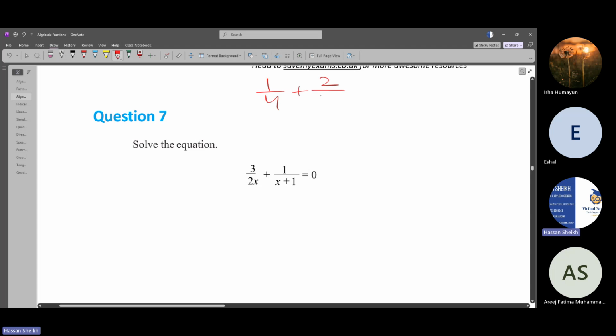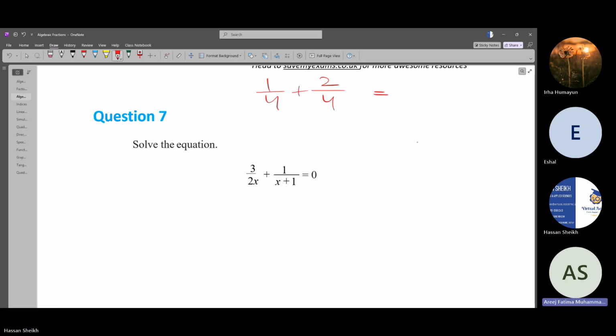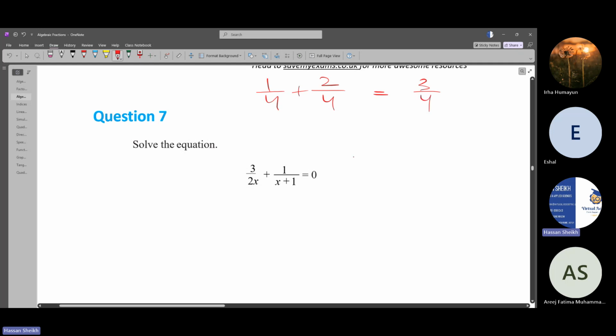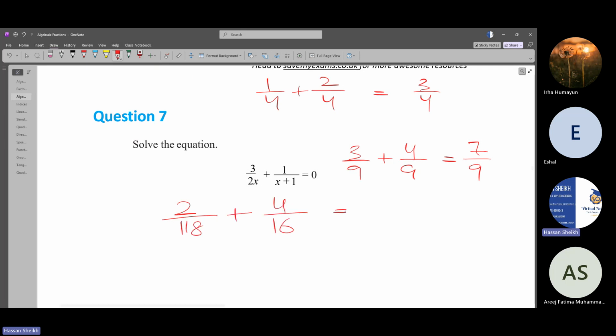1/4 plus 2/4. What is the answer? 3/4. Okay, very well done. 3/9 plus 4/9. What's the answer? 7/9. 2 over 18 plus 4 over 16. What's the answer? Now you are stuck.